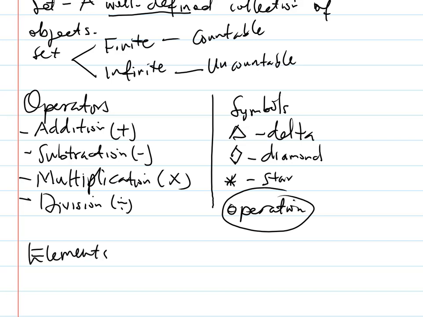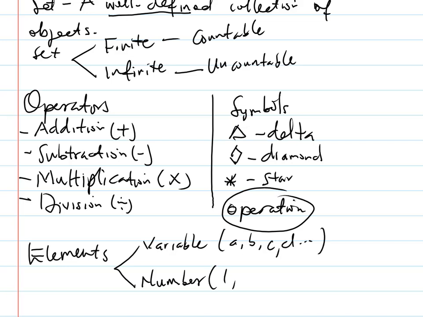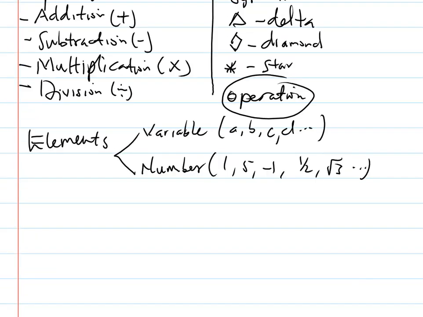Now let's look at the elements that we are going to select from the set. The elements that we are going to select can either be a variable or a number. Variables in terms of A, B, C, D, and so on, and the number can be 1, 5, -1. It can be 1/2. It can be √3, and so on. So it means that we are going to select two elements from the set, and we are going to operate them, and then whatever we get must also be in the given set.